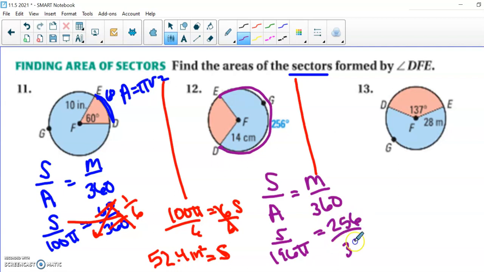256 out of 360. Let me go ahead and simplify that to make our math a little bit easier. So 256 over 360 looks like it simplifies to 32 over 45. That's a little bit better, not a lot. All right, here we go again. It's time to cross multiply. So I'm going to take 32 times 196 pi.